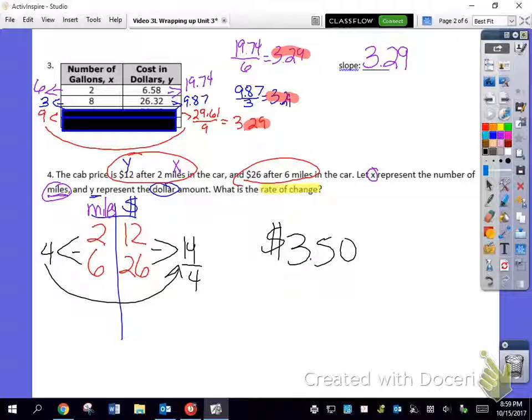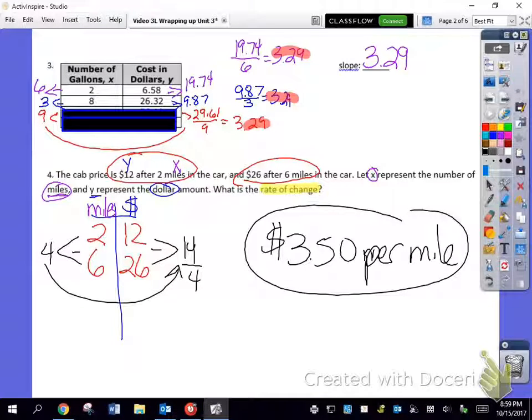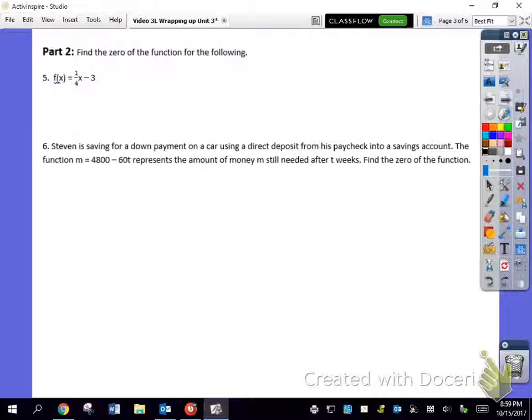Okay, that's the cost per mile. The rate of change is $3.50 per mile. I'm taking the cost, so this is $14, and this is 4 miles. So it is $3.50 per mile, for 1 mile.